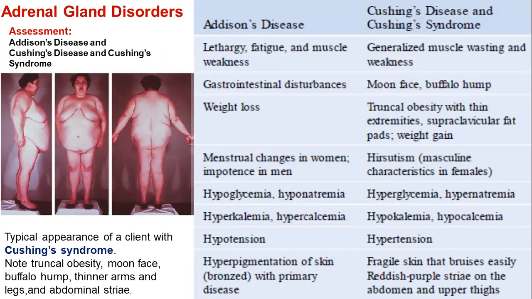Another question NCLEX would ask is that Addison disease most of the time has a chance to develop hyperpigmentation of the skin, and the skin looks like bronze skin. Very important for the NCLEX board.